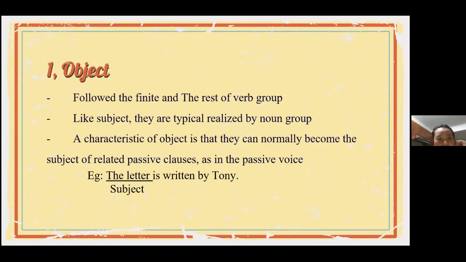The definition: it comes right after the finite and the rest of the verb group. Like subjects, objects are typically realized by noun groups. A characteristic of objects is that they can normally become the subject of related passive clauses, as in passive voice. For example, "The letter is written by Tony" is the passive voice of the sentence "Tony write a letter." So "the letter" is the subject.